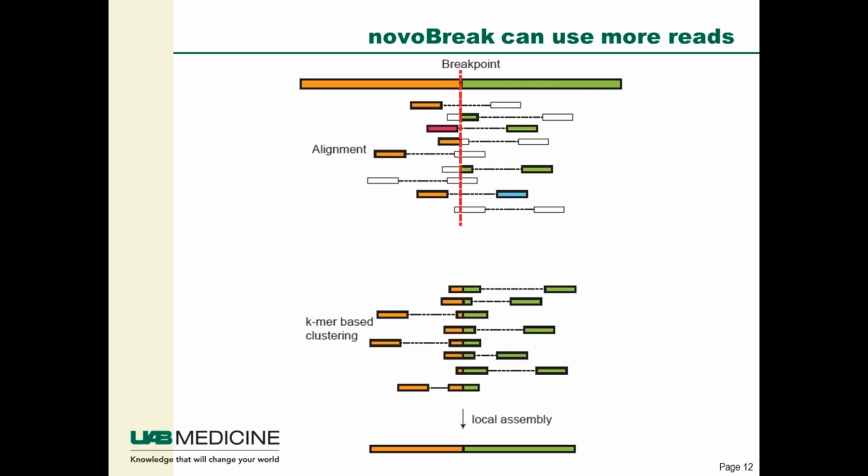Why is NovelBreak better? Because NovelBreak can use more reads. This is an illustration. For alignment-based methods, if there is a structural variation, short reads are usually difficult to align to the reference genome. Some of the reads will not be mapped to the breakpoints, some will be partially mapped, and some will even be wrongly mapped. But with the k-mer-based clustering method, as long as there are novel k-mers, we can cluster as many reads as possible to reconstruct the original breakpoints.